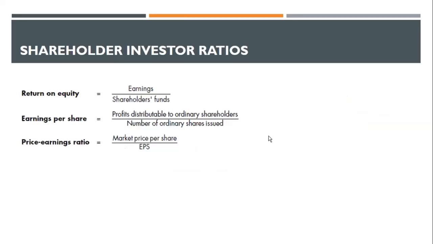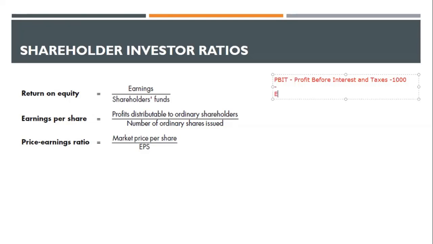Then some ratios on investors. Return on equity: we take earnings divided by shareholders' funds. What do we mean by earnings? Is it PBIT? Now listen, we've got different things. PBIT means profit before interest and taxes. Is this amount available to be given to the shareholders? If my PBIT is 1,000, can I give 1,000 to the shareholders? No. We still have to pay interest, we still have to pay taxes.